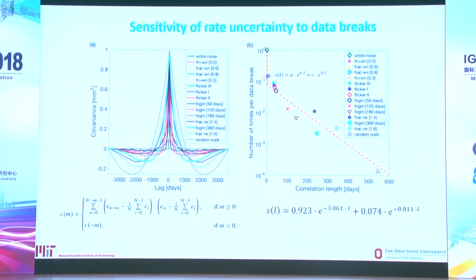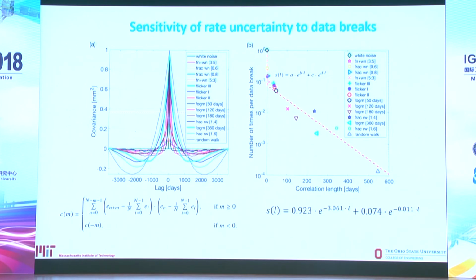What we did is use the covariance function. For each of the simulated noise time series, we estimate a covariance function, and then we average all these 400 covariance functions. This figure shows the average covariance function estimated for each of the noise models. Then we find the time lag at which the covariance value decreases from 1 to 1 over e. This time lag is defined as the correlation length, and we use it to measure the degree of correlation in the noise model.